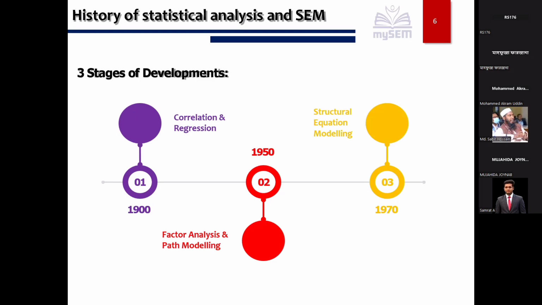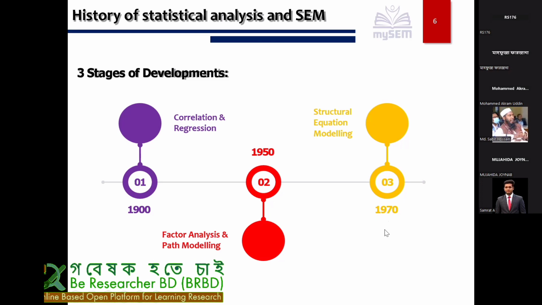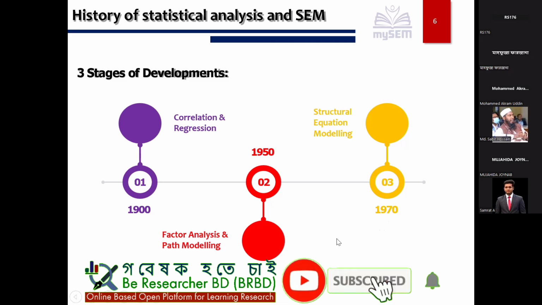See, in the 19th century, we used to talk about correlation and regression, in 1950 factor analysis and path modeling, and in 1970 we started the structural equation modeling. So our earlier researchers, and structural equation modeling, it also came before our independence. So in the Bangladesh context, maybe it is still a new software for our researchers, but see, it is not a new software. It is basically the 2nd generation software. So after SPSS, if you say.